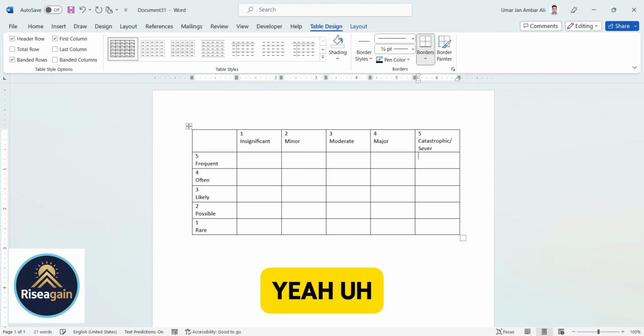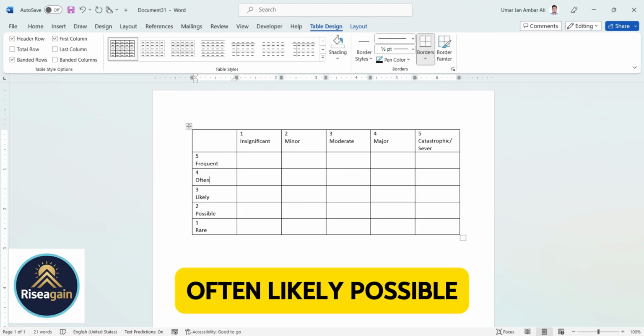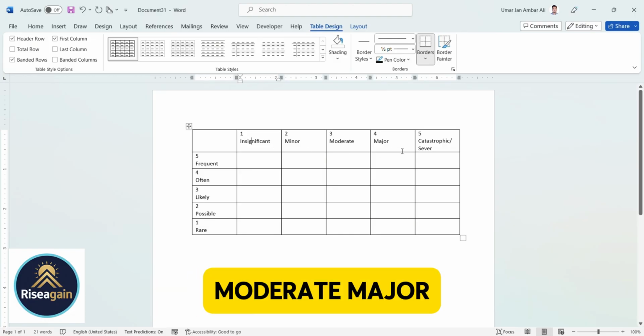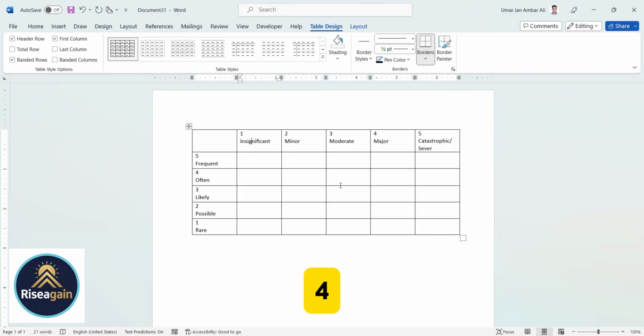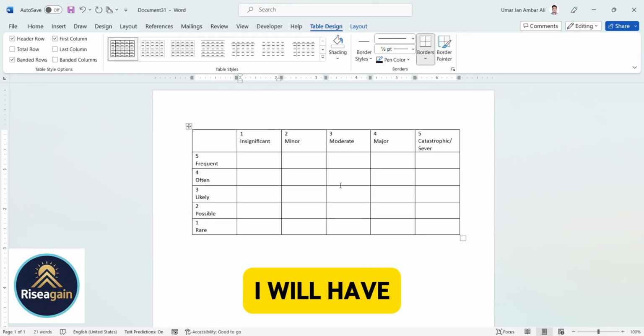Okay, I will also tell you how you can get these: frequent, often, likely, possible, rare, and also insignificant, minor, moderate, major, catastrophic. There will also be some confusion when you are watching this video, about how you will know when you are carrying out a risk assessment that the likelihood is 5, 4, 3, 2, 1, or the consequences 1, 2, 3, 4, 5. So I will have another video on this one. I don't want this video to be so long.